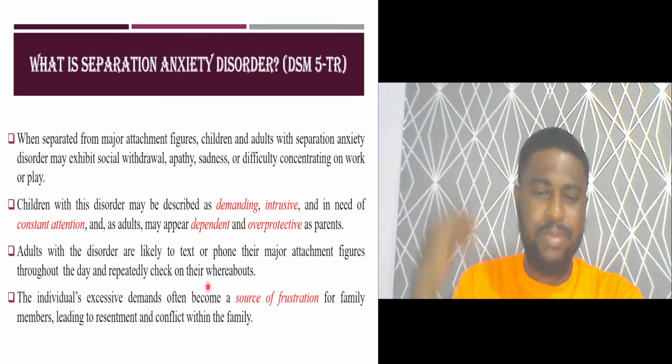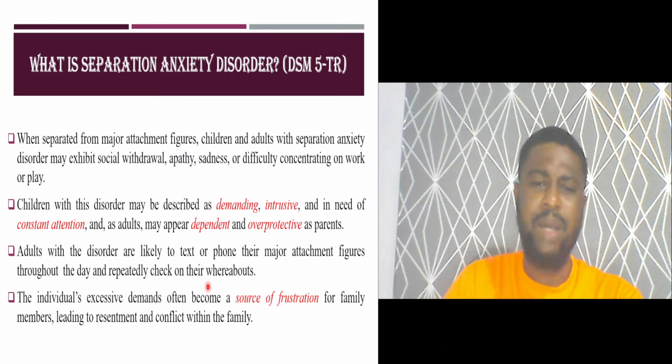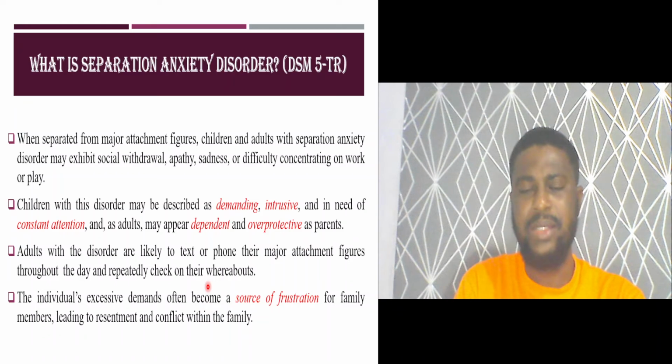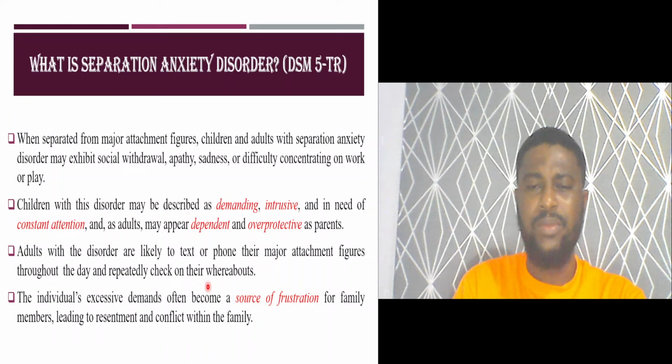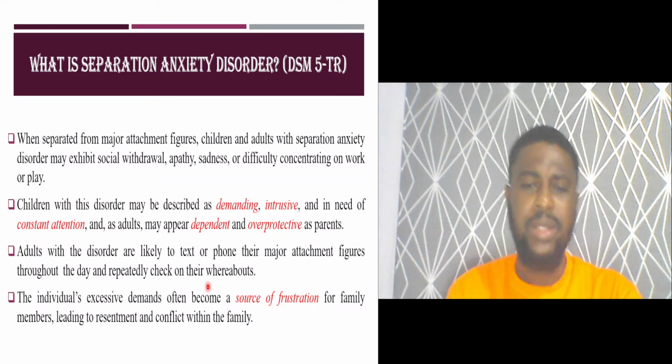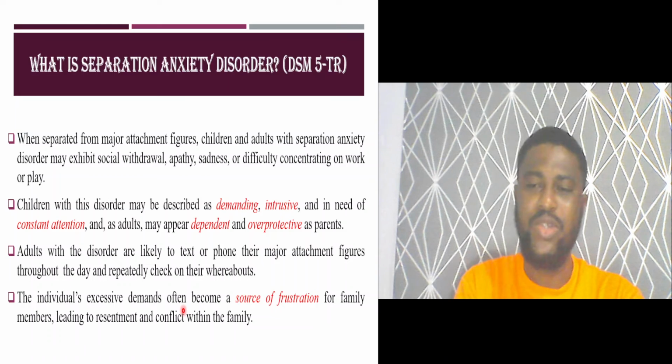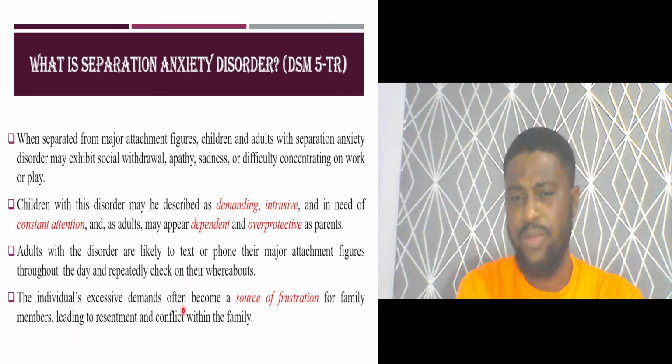overwhelmed with that persistent checking up, persistent calling and texting. It's normal to want to check up on something or someone, but if this becomes quite excessive and it's consistently making the other person feel you are being intrusive and overly demanding, then that is a problem that needs to be checked. The individual's excessive demands often become a source of frustration, which we have highlighted.